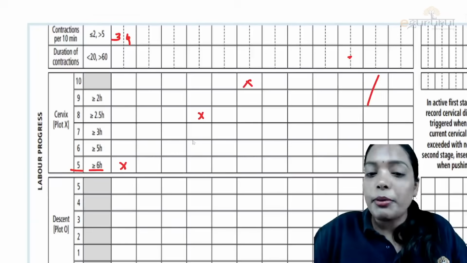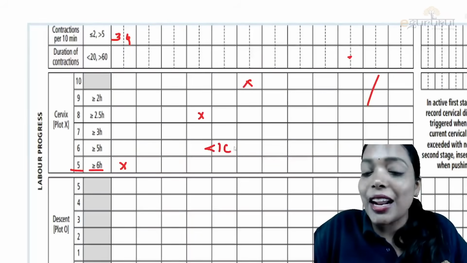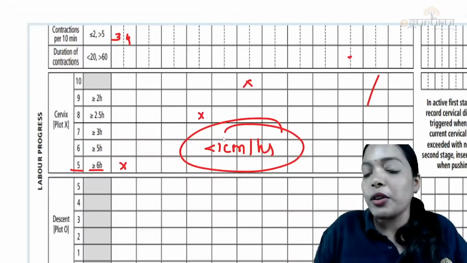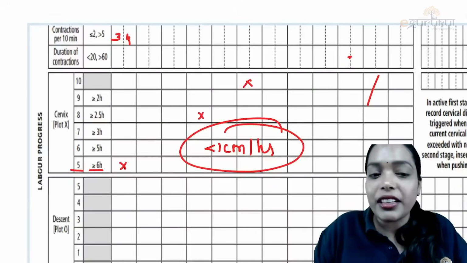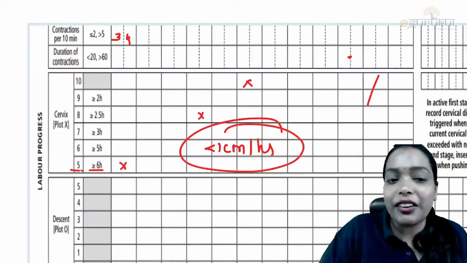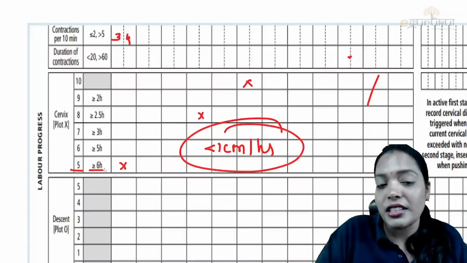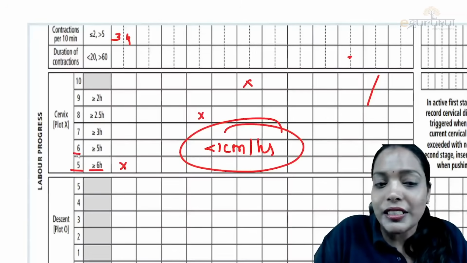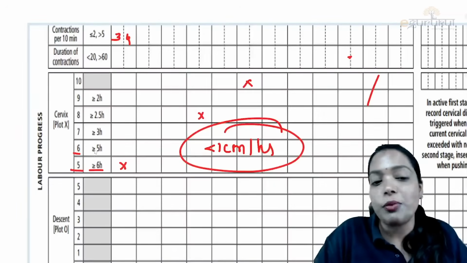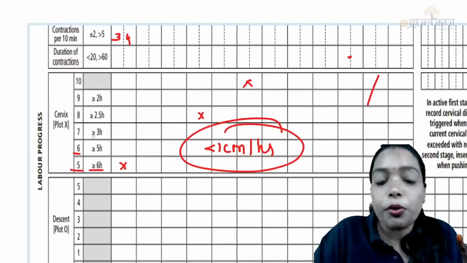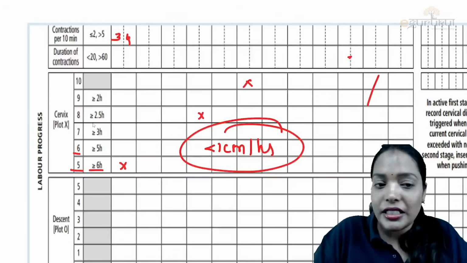So now, according to WHO, even if the labor progresses less than 1 centimeter per hour, it is fine. When are you going to call it an alert? If she is at 5 centimeters and remains at 5 centimeters for more than 6 hours, it is an alert. She becomes 6 centimeters and remains at 6 centimeters for more than or equal to 5 hours, it is an alert. She's at 7 centimeters and remains at 7 centimeters for more than or equal to 3 hours, it's an alert.